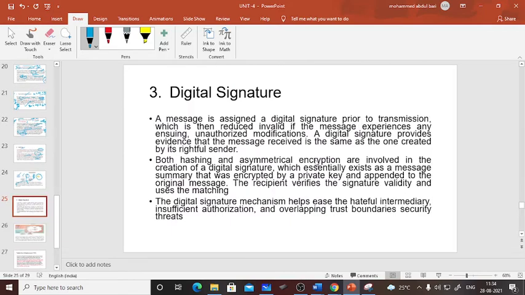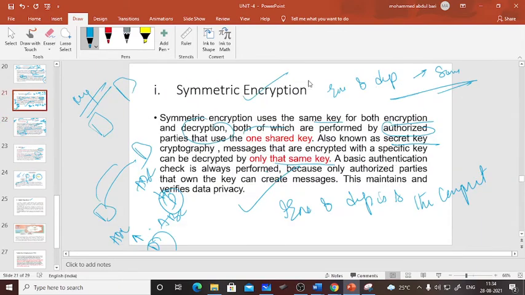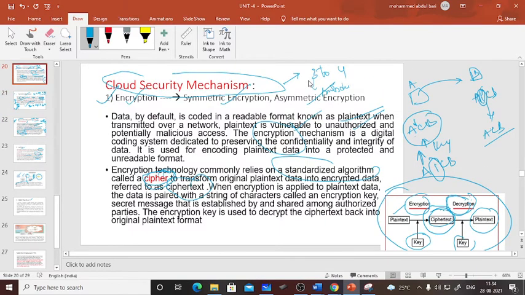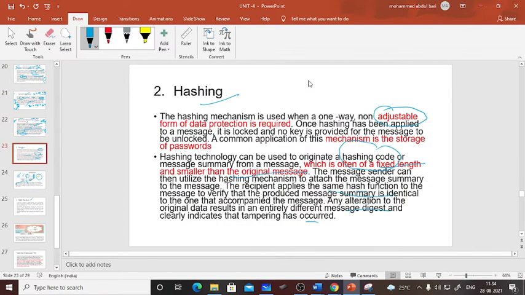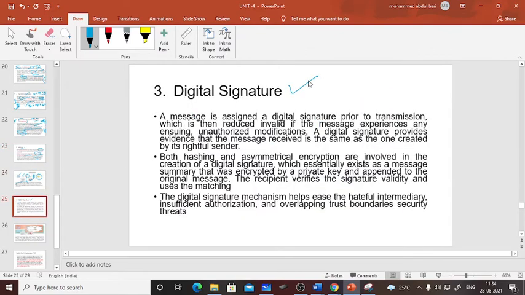The next part is the digital signature. The first one is encryption, the second one is hashing, and the third one is the digital signature. What do you mean by digital signature? A message is assigned a digital signature prior to transmission. A digital signature is assigned to a message before transmission, and it becomes invalid if the message experiences any unauthorized modification.